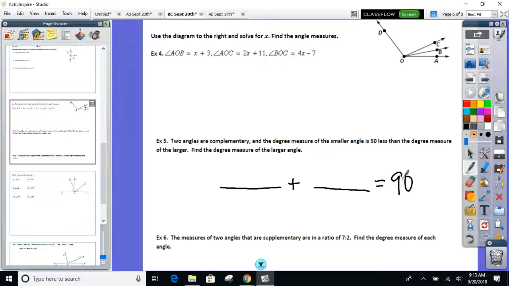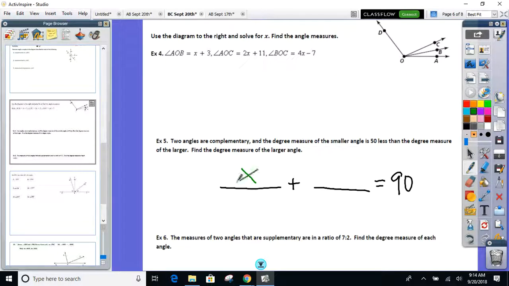If you want to do it this way, that's fine. If not, it's fine too, if you have a different way. But I have two angles, angle 1 and angle 2, that add to 90. All right, what do I know about these angles? The degree measure of the smaller one is 50 less than the degree measure of the larger. Usually I start all these problems off by at least calling one of the angles x, and then building off of that.